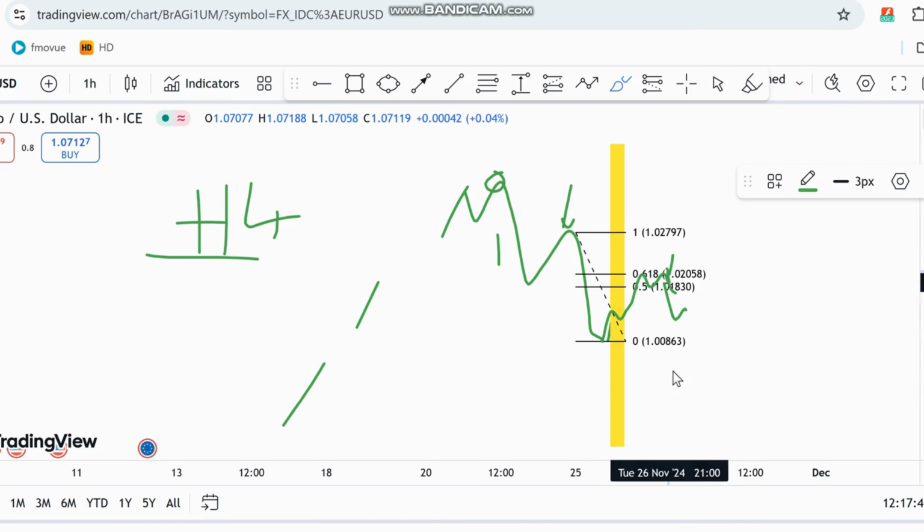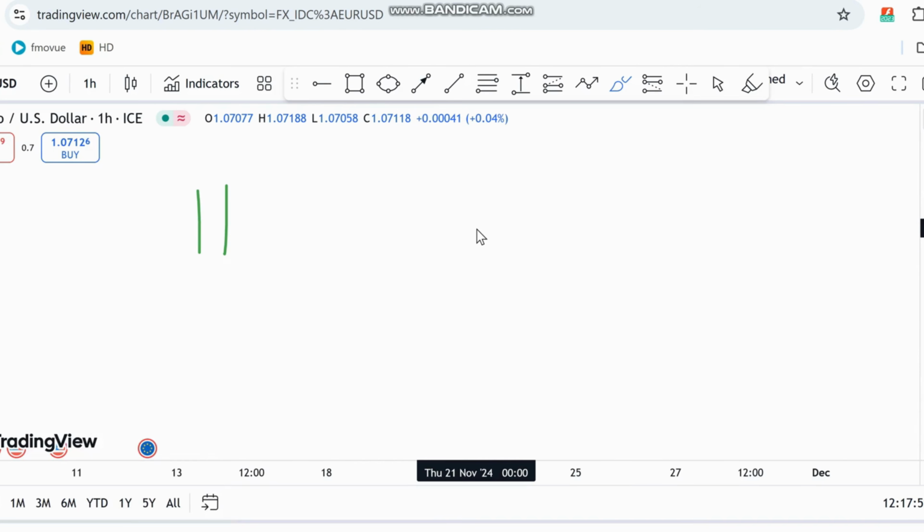Remember, one level in the H4 time frame is actually 3 H1 levels. Right? So this can be applied everywhere, guys. This is very straightforward, and if you can actually do some back testing on this, it will definitely assist you in your trading.